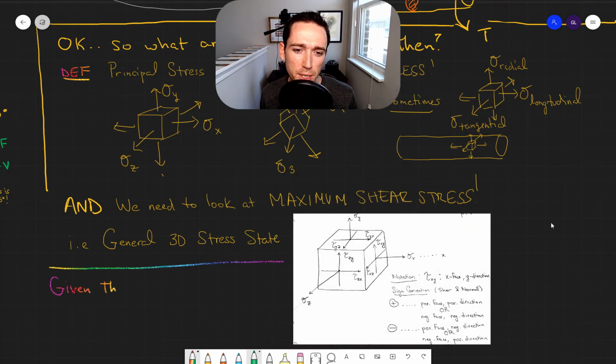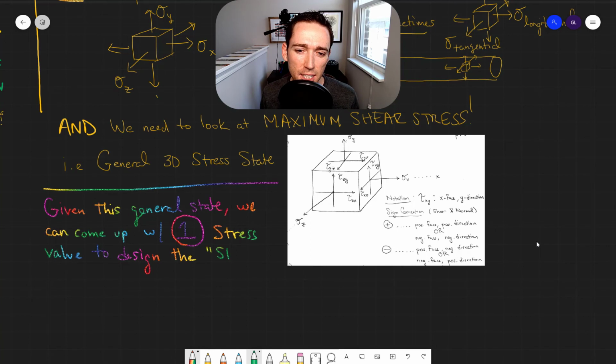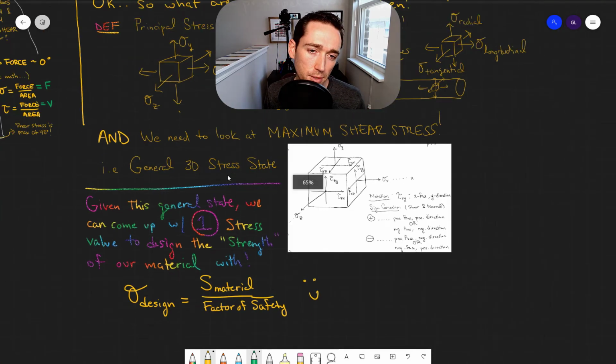From any general 3D stress state, we can get a single stress with which to design. That's going to allow us to pick our strength. That's going to allow us to pick our material. That's going to allow us to design our design within some factor of safety. And that's all there is to it.